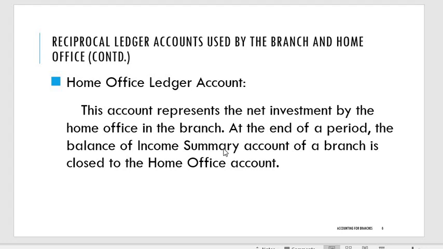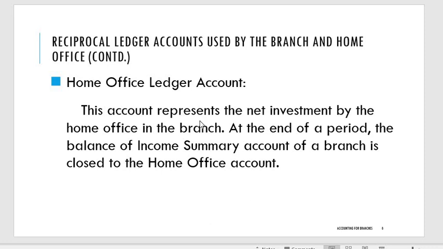So at the end of the period, the balance of the income summary of a branch is closed to the home office account. As I said earlier, in the books of the branch, or in the separate financial statements of a branch, the home office current account is an equity account. In normal entities, like sole proprietorships or partnerships, we close the income summary to the capital accounts, so the owner's equity account or capital account.